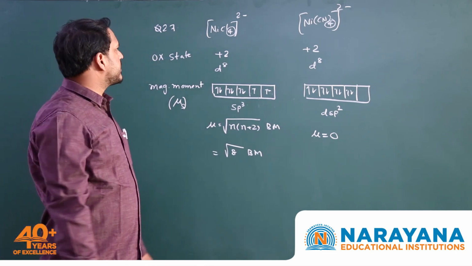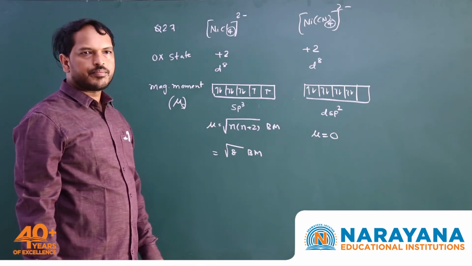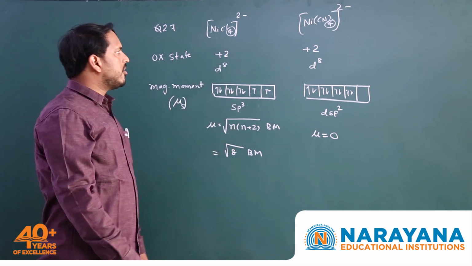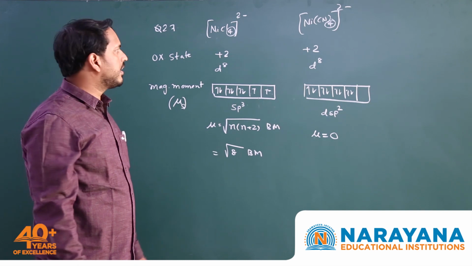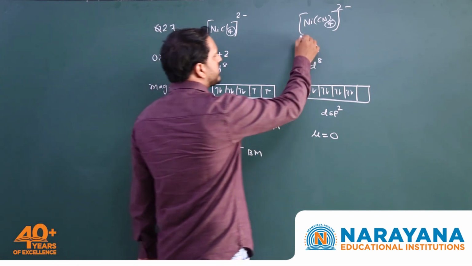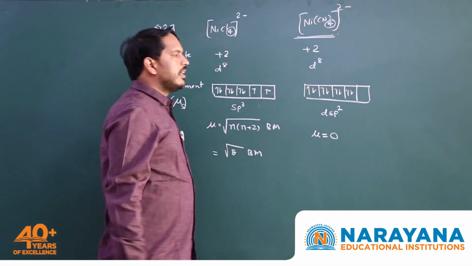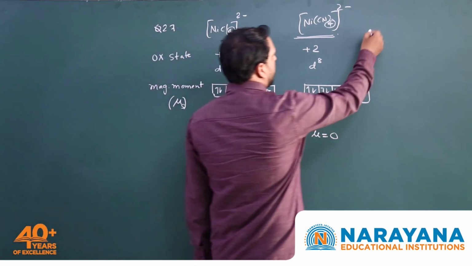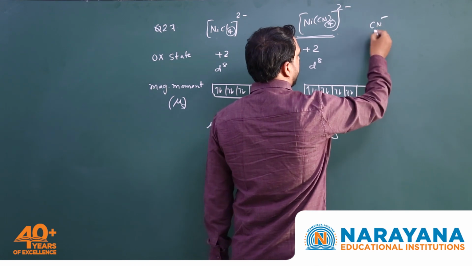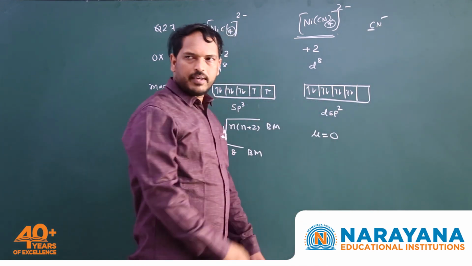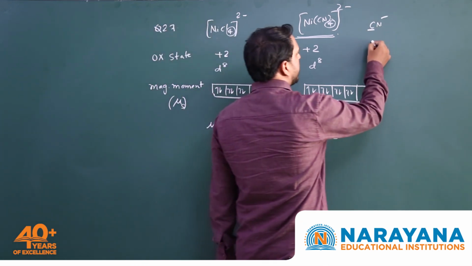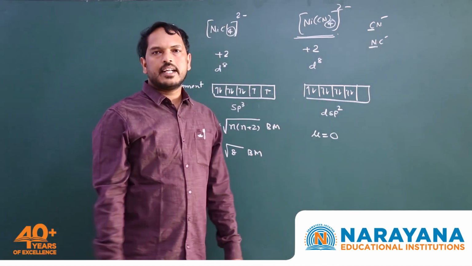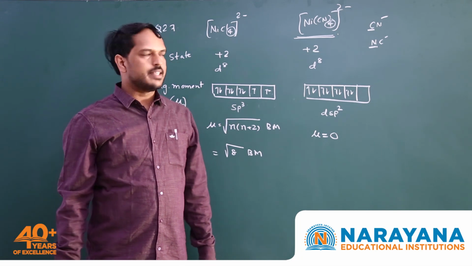both the complexes are showing the isomerism. Is it correct? No, it is wrong, because NiCl4 2 minus cannot show the isomerism, whereas this complex can show the isomerism. Which type of isomerism? So we know that CN is an ambidentate ligand, it can coordinate through carbon as well as through nitrogen. Hence it can show the linkage isomerism.